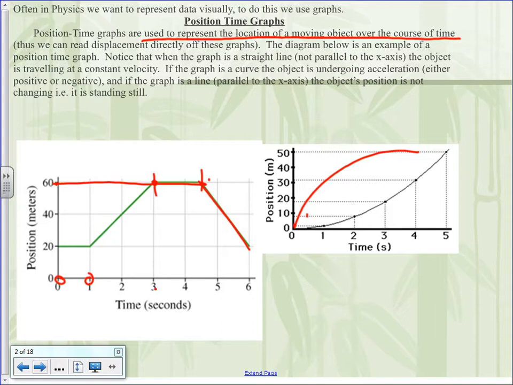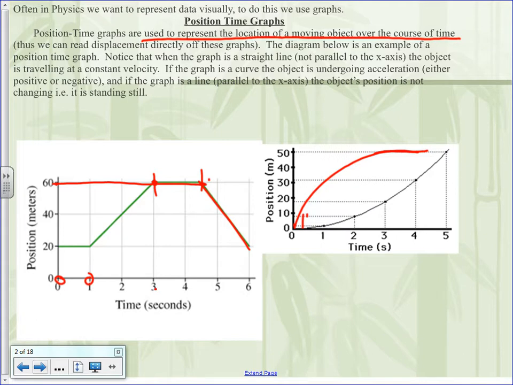How do we know that? Well, if you look here in the first second, it went pretty far. But as we keep going along, it actually travels less and less, and the line gets flatter and flatter and flatter. You guys with me there?